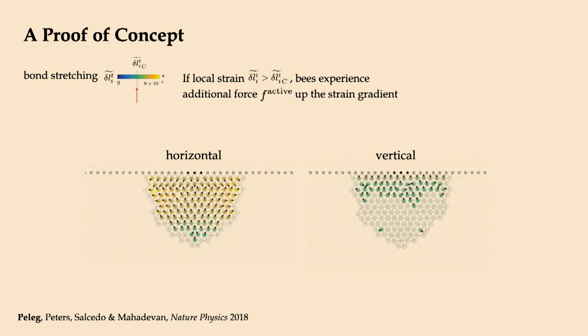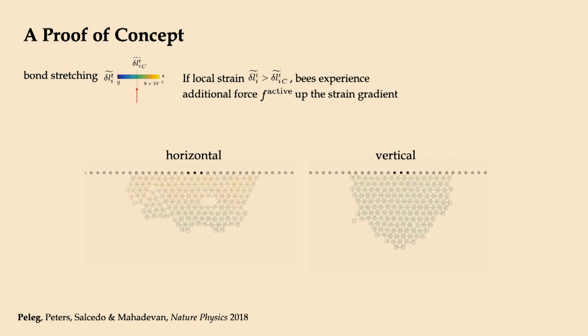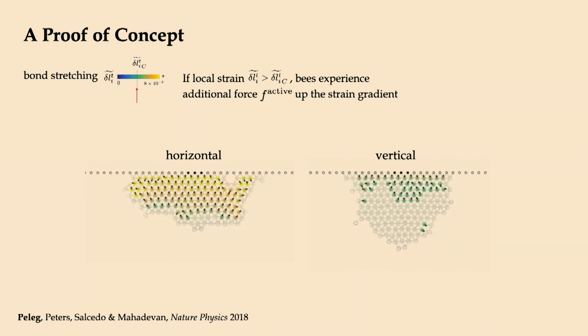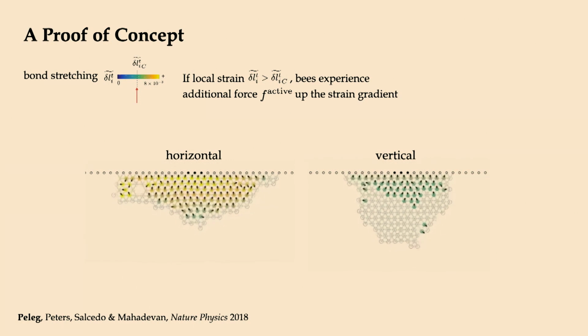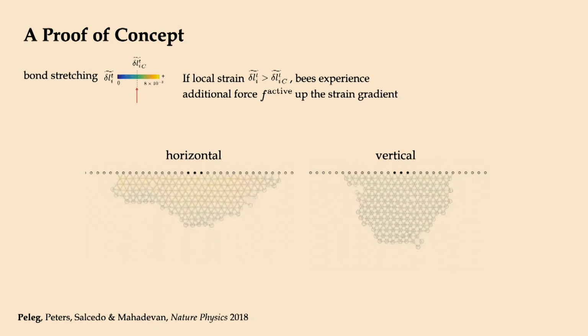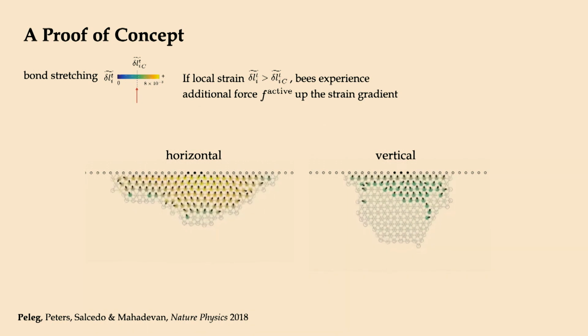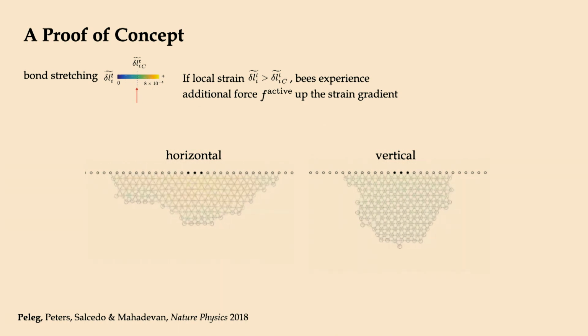We can choose a particular threshold that triggers a behavior where bees tend to move upwards towards the attachment surface, and this is how it looks. I just want to say that we implemented this based on a local rule. The bees are really just sensing locally the mechanical stretching or deformation of the bonds around them. This is the only information they're using in order to move upwards, moving up the strain gradient of these local deformations.